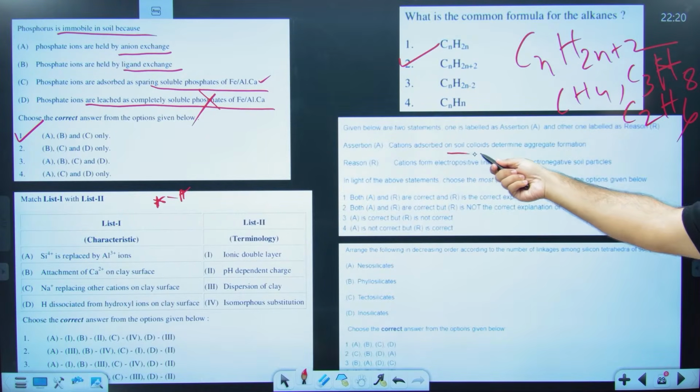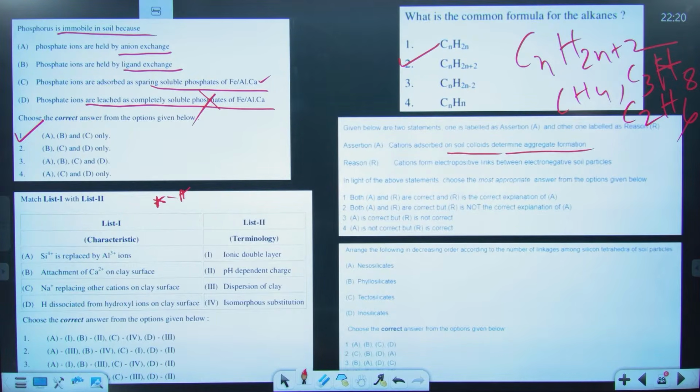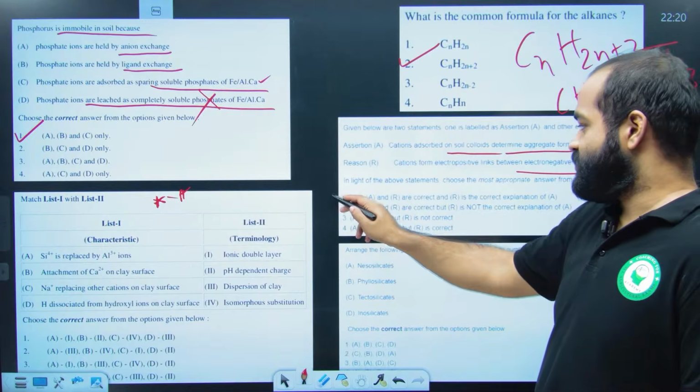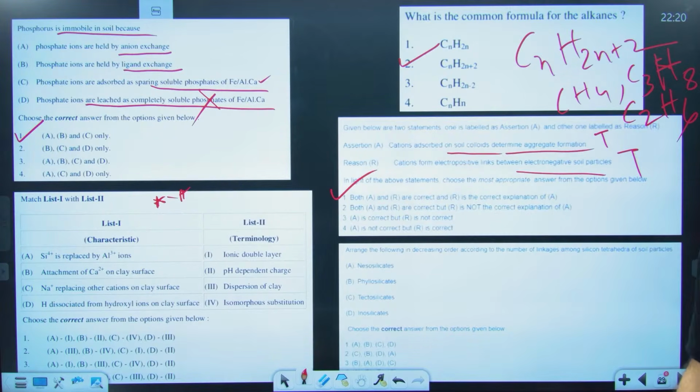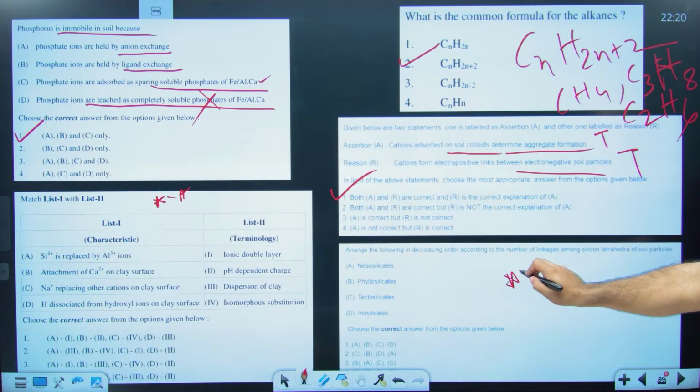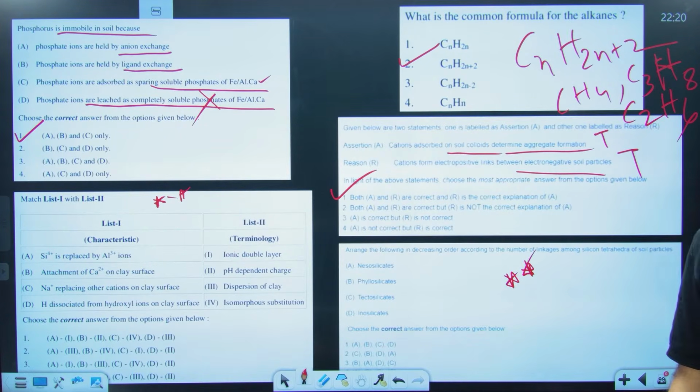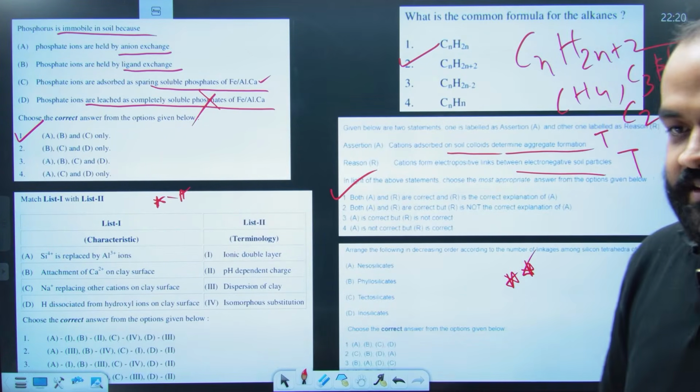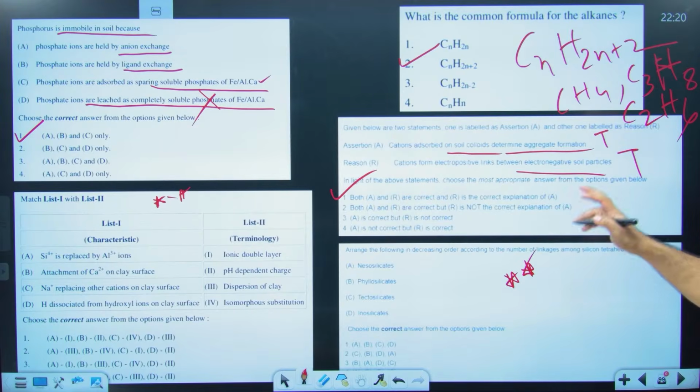Cations adsorbed on soil colloids determine aggregate formation. This is true. Cations form electropositive links between electronegative soil particles. This is also true. So this will be option 1. Both A and R are correct and it is the correct explanation. Remember this table, I always tell you, that table I was emphasizing today earlier in the class. See उस table का कितना महत्व है, उस table से कितना सारा question already आ गया.